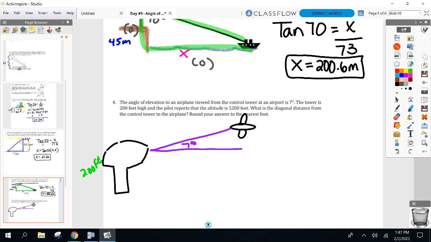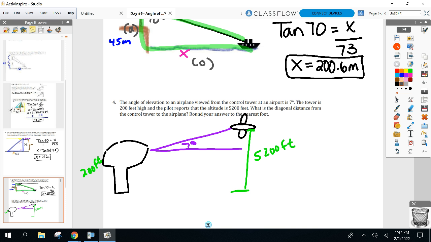Now here's where I just got to have you focus in a little bit. The altitude of the plane. Now what do we refer to as the altitude of the plane? That means you're on the ground looking straight above you, and the plane is directly above you. So from the ground to the plane, that's what it refers to as the altitude. That's 5,200 feet. All right, 5,200 feet. Altitude is directly above or directly below the plane.